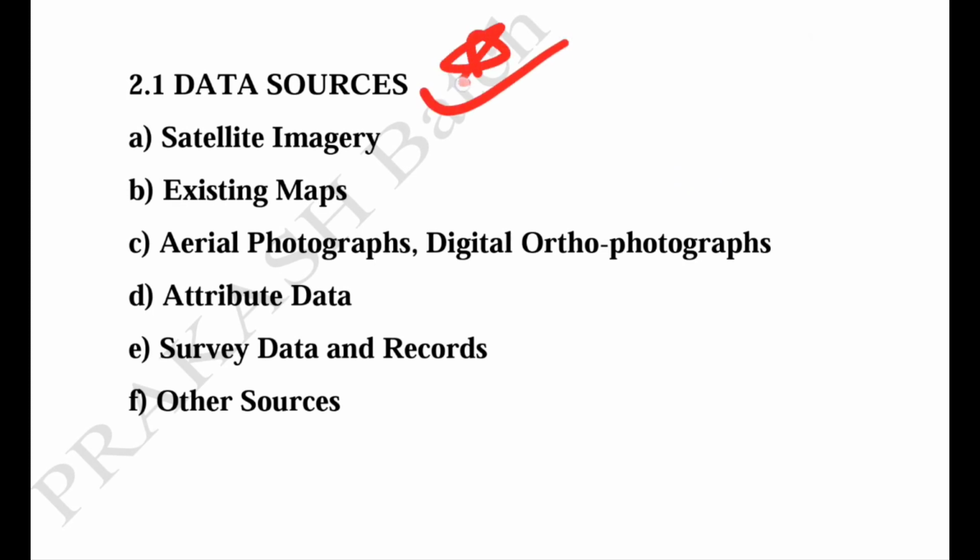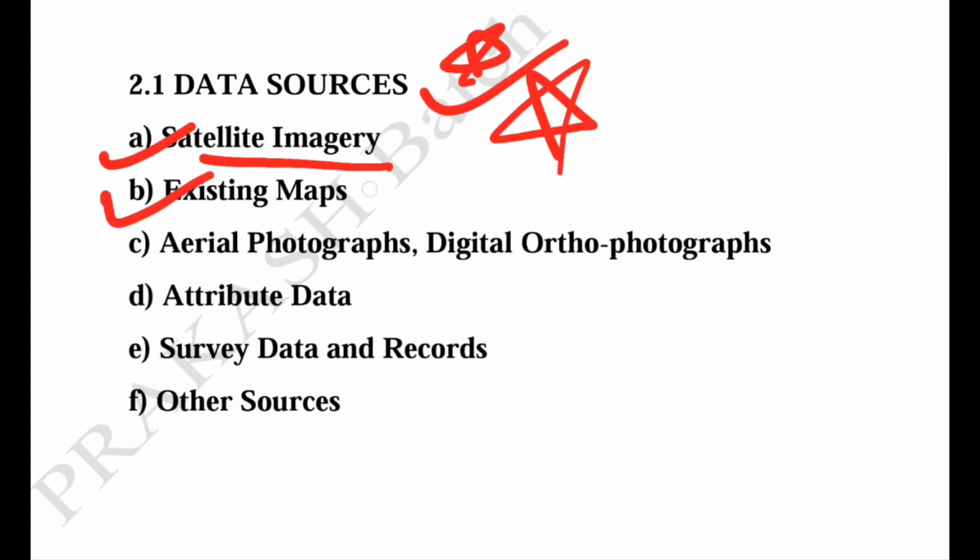but the most important thing is to understand what the data sources are from which we can collect data for use in the GIS software, to be analyzed for the output. There are six types of data sets. First one is satellite image. We can use satellite imagery in the GIS software. Second, existing maps that can be converted into digital format.